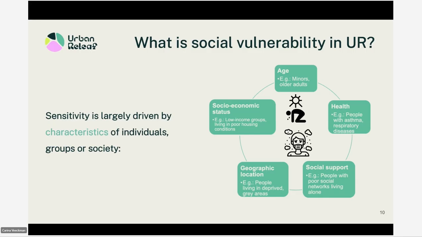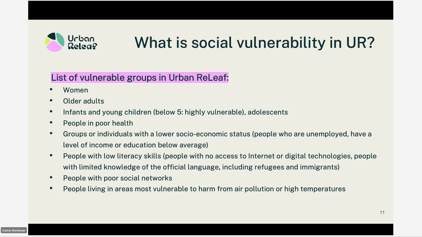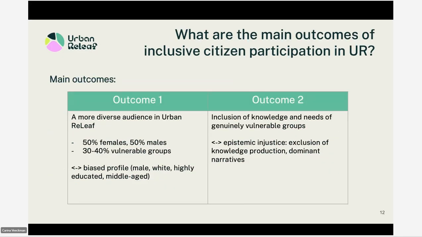Then for urban relief, at the start of the project, we discussed this concept together with the pilot partners, and we pre-identified these vulnerable groups. So it's not an exhaustive list, but these groups are more likely to participate in urban relief. It is women, older adults, young children and adolescents, and so on. As you see from the list, it's mostly defined by personal characteristics, but it's also depending on where you live. So for instance, when you're living in gray areas, it's more likely that you are exposed to a certain harm from air pollution or high temperatures.